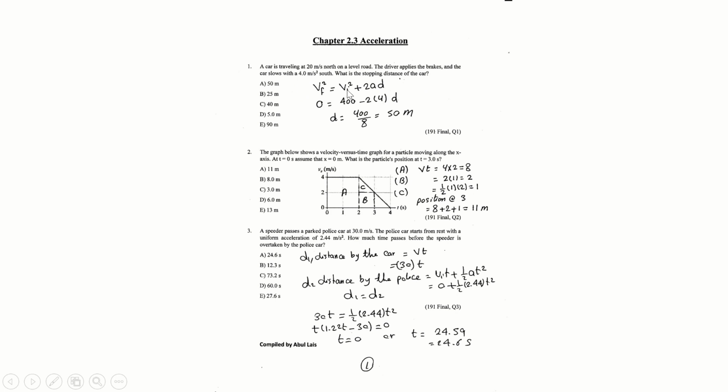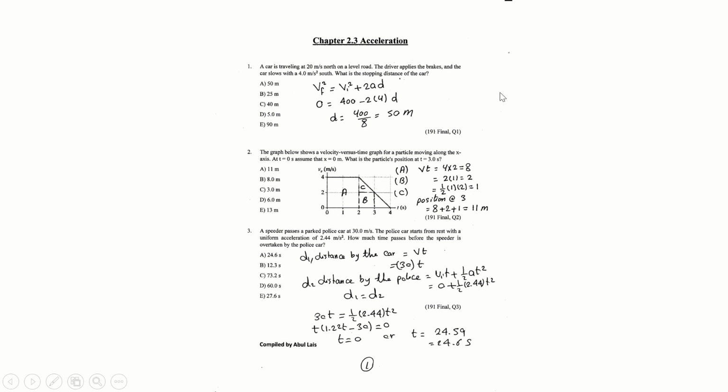From this problem, I have several pieces of information. The initial velocity is 20 meters per second, and the final velocity is zero because the car stops. The acceleration is 4.0 meters per second squared. What is needed is the stopping distance, so we need to find the distance d.